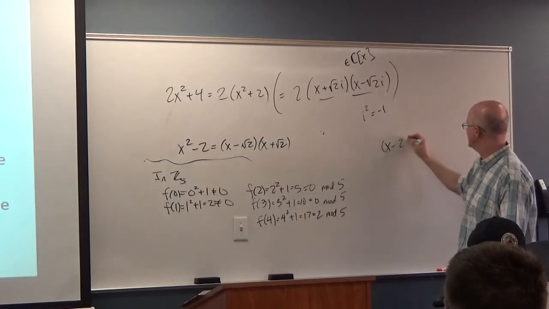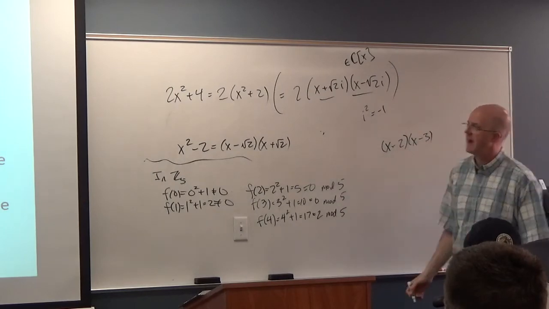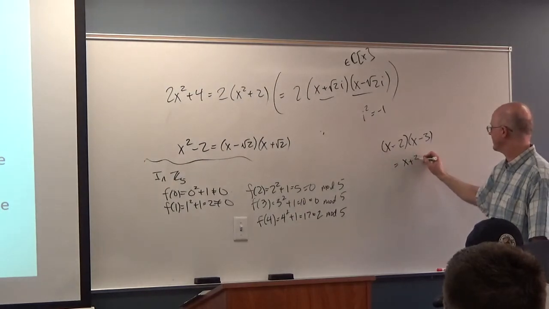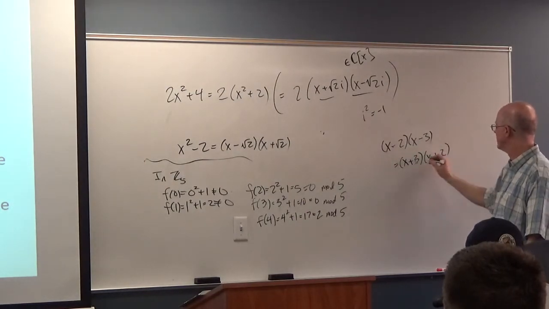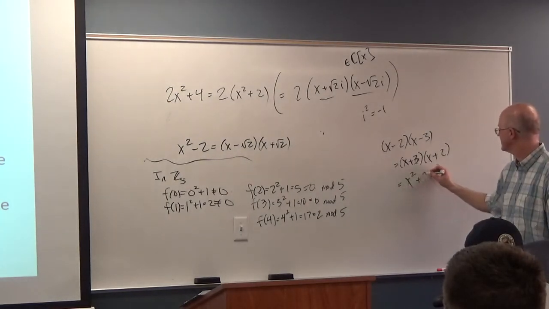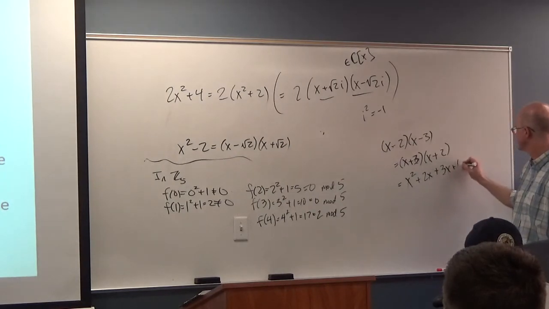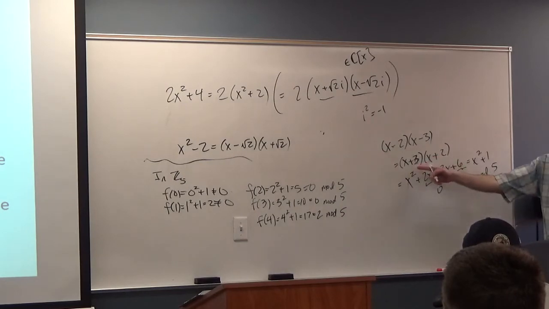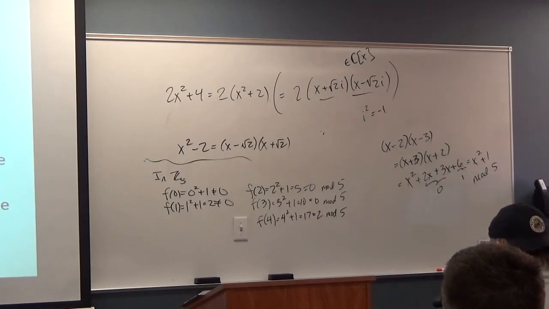Evidently, x minus 2 times x minus 3 is a factorization of x squared plus 1. Well, what do I really mean here? I really mean x plus 3 times x plus 2 mod 5. x squared plus 2x plus 3x plus 6 mod 5. This becomes 0. This becomes 1. x plus 3 times x plus 2 is a factorization of x squared plus 1 over Z5. It's reducible.